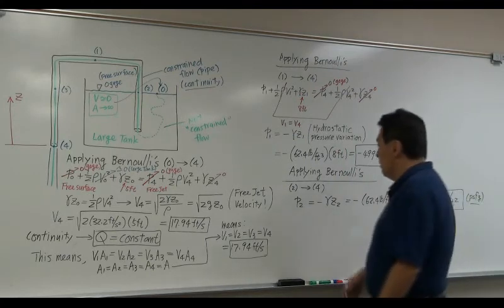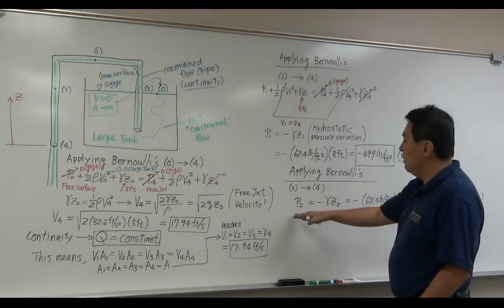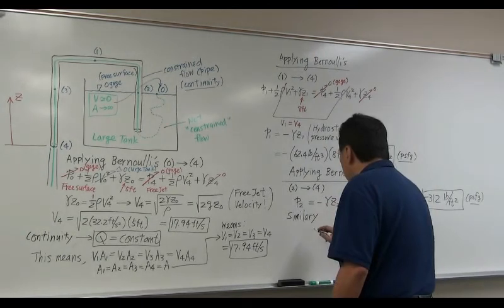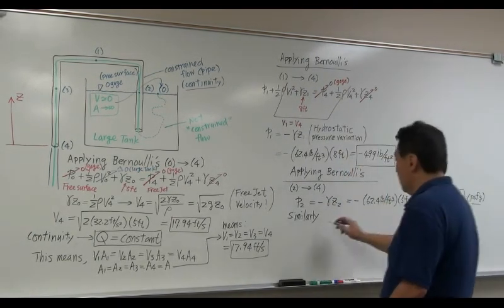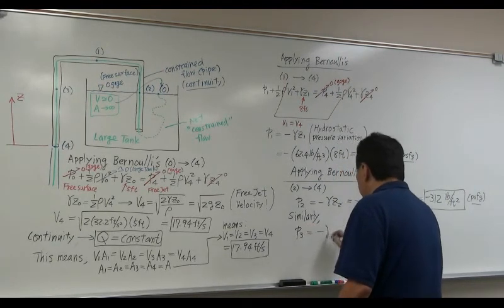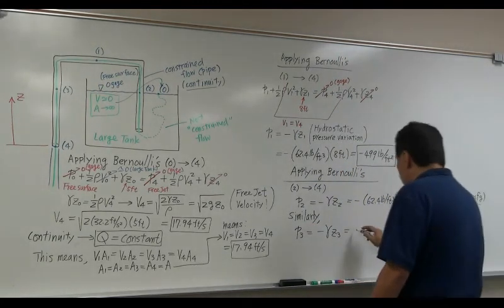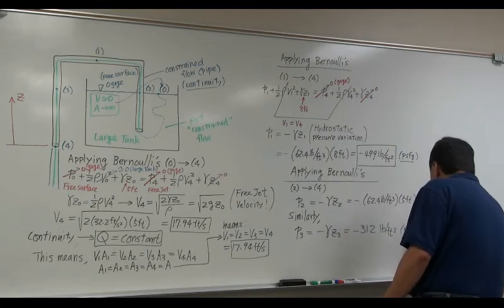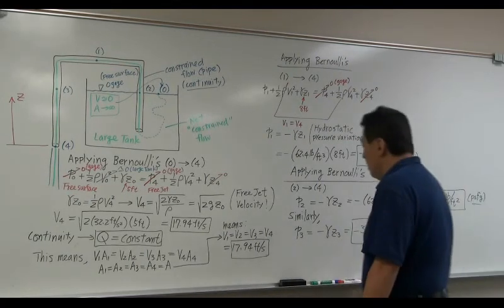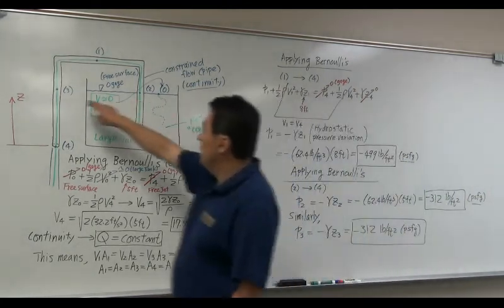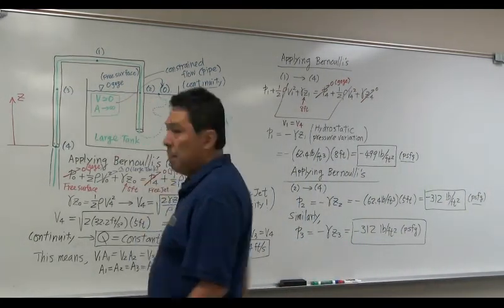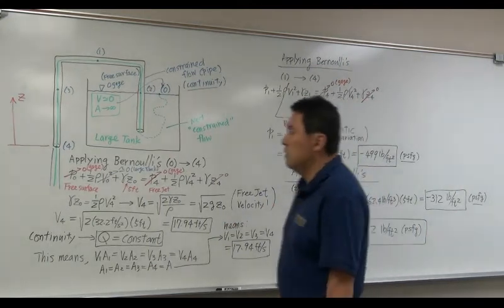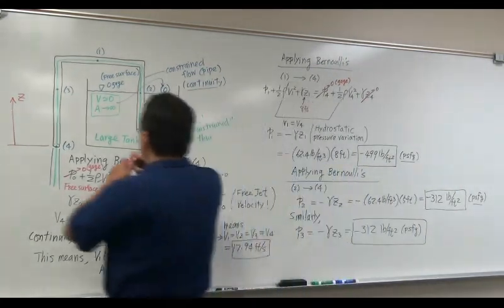So you can repeat the same thing, Bernoulli's between point 3 and 4. You can have similarly, okay, P3 is essentially minus gamma times Z3, which is the same as that. So pressure at locations 2 and 3 are the same thing because they are at the same depth, same water, it's hydrostatic. So here's a conclusion, and it's an interesting observation of how the siphon works.